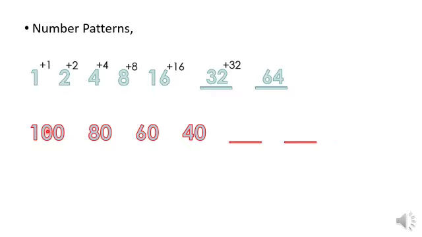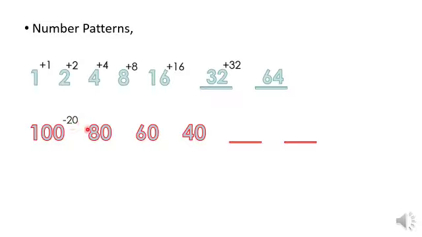Now 100 has changed to 80. That means the number is reduced. When the number is getting reduced, that means the operation used is subtraction. So what could be subtracted from 100 to get 80? From 100, if we subtract 20, we get 80.